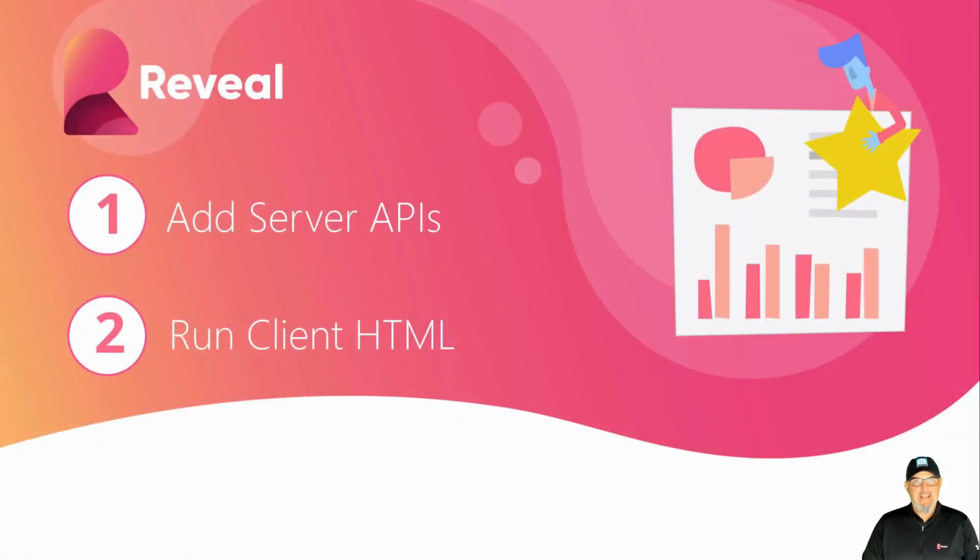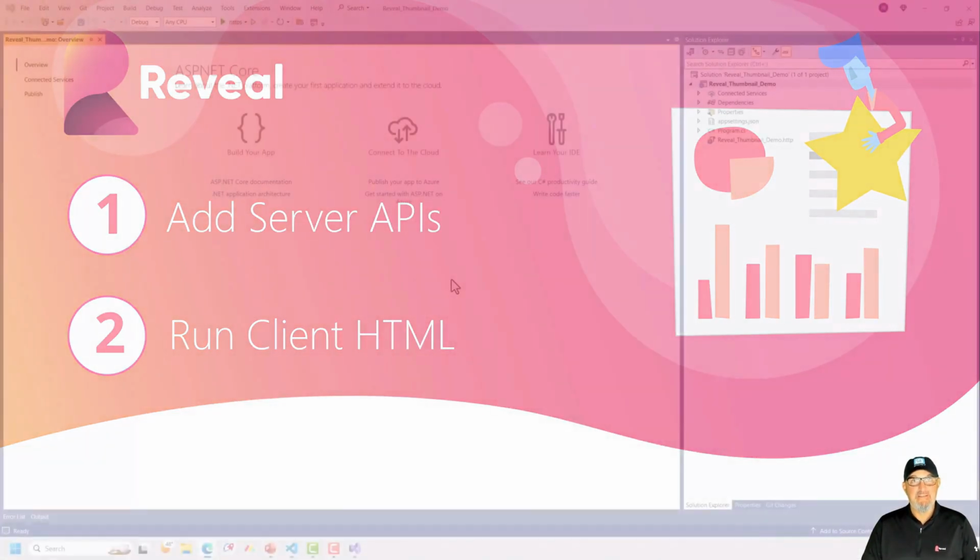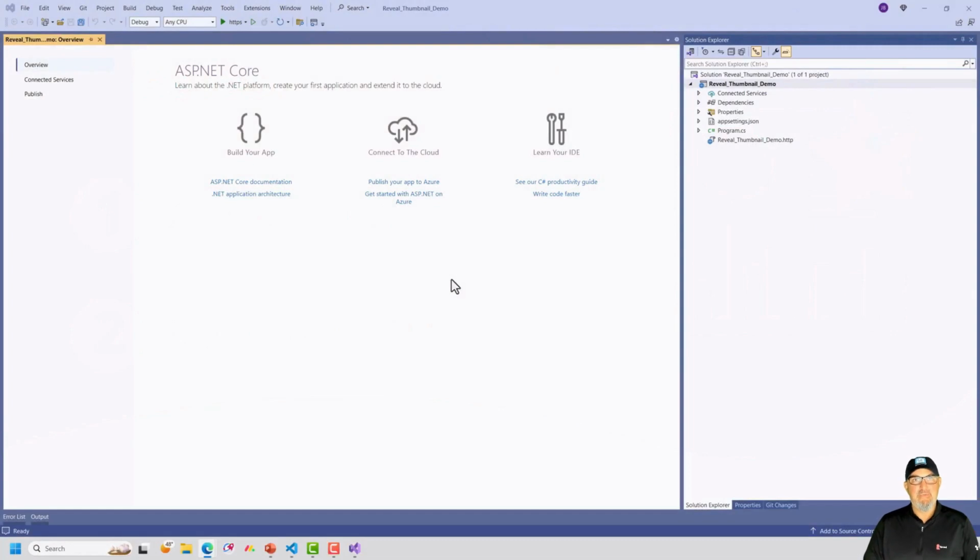First, we'll create a .NET Core application with the server APIs needed to pull the data from the server down to the HTML client. We'll add some code to a basic HTML page, which will then render our thumbnails. Let's get started. I've created a Visual Studio project targeting an ASP.NET Core project template.